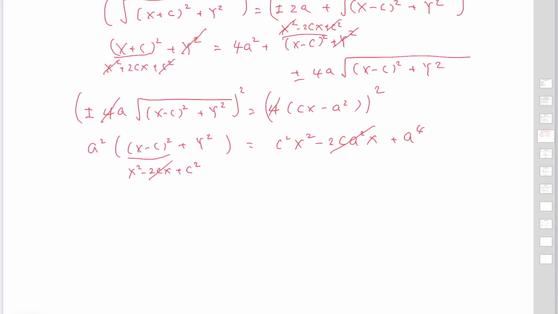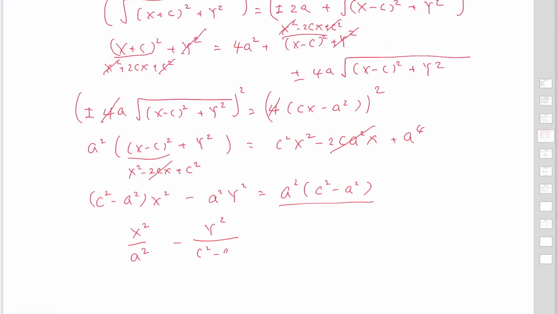So we can express this as (c squared minus a squared) x squared minus a squared y squared equal a squared times (c squared minus a squared). Then divided by this term, it becomes x squared over a squared minus y squared over (c squared minus a squared) equal 1. So finally we got this equation for the hyperbola.